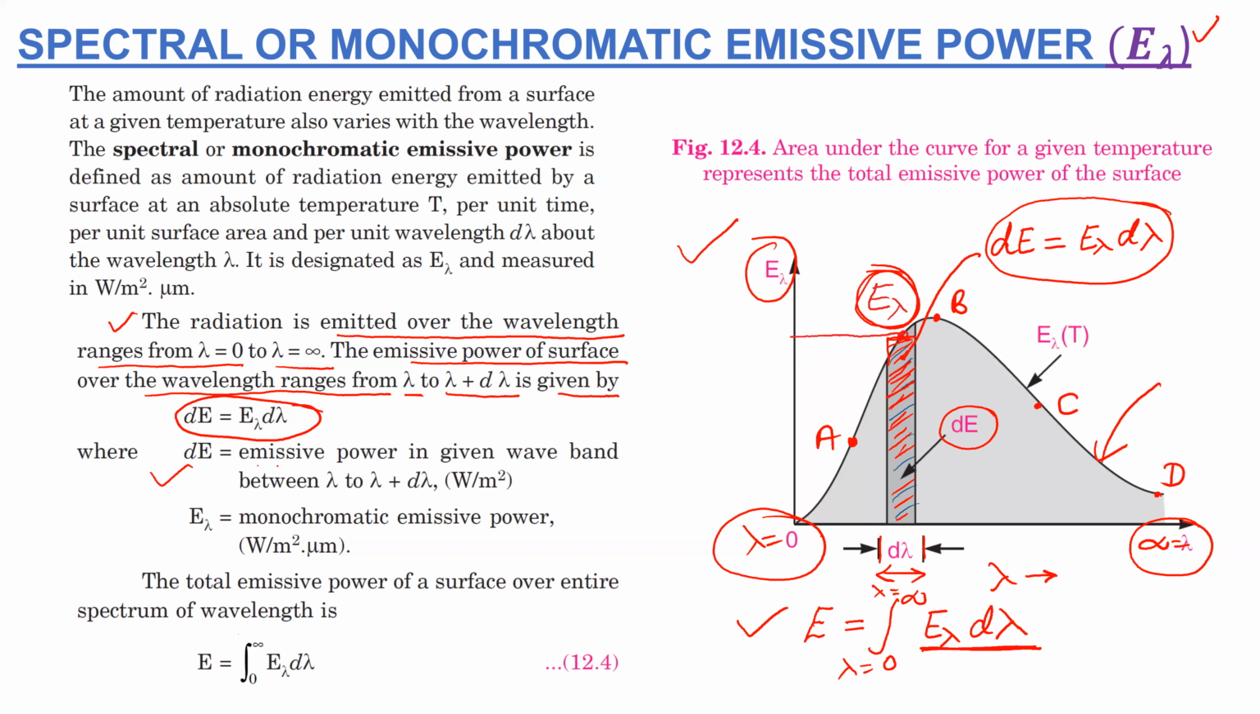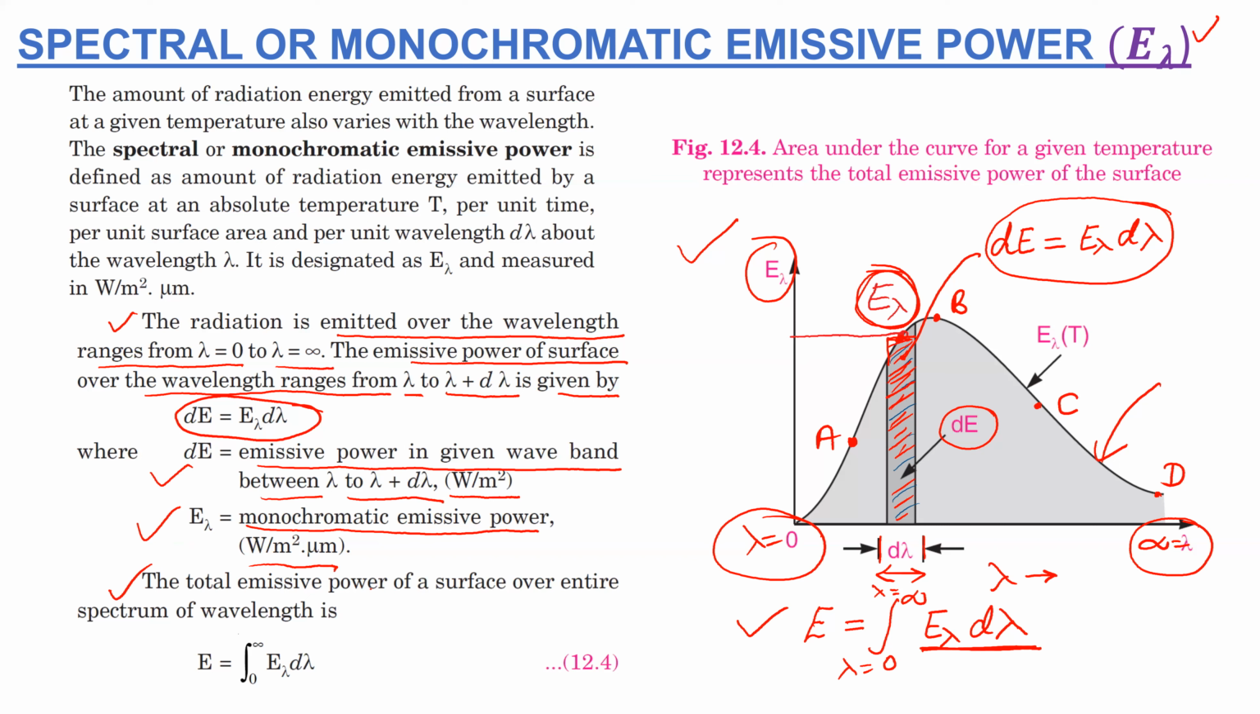What is dE? dE is the emissive power in a given wavelength band between lambda and lambda plus d lambda, and its value is in watts per meter square. What is E lambda? It is the monochromatic emissive power, which is in watt per meter square micrometer, which has been considered here while calculating the total emissive power.